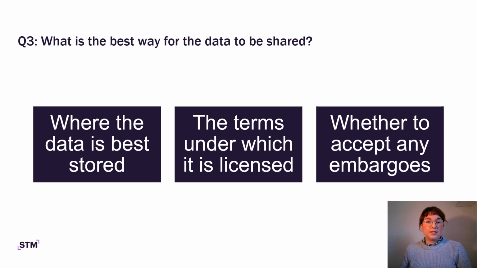When thinking about how the data should be shared, for example with peer reviewers or future readers, you should take into account storage, licensing, and whether you will allow authors to put embargoes in place before the data is shared. These three choices are interconnected, so you must ensure that the option you choose is logical and easy for your authors to follow.